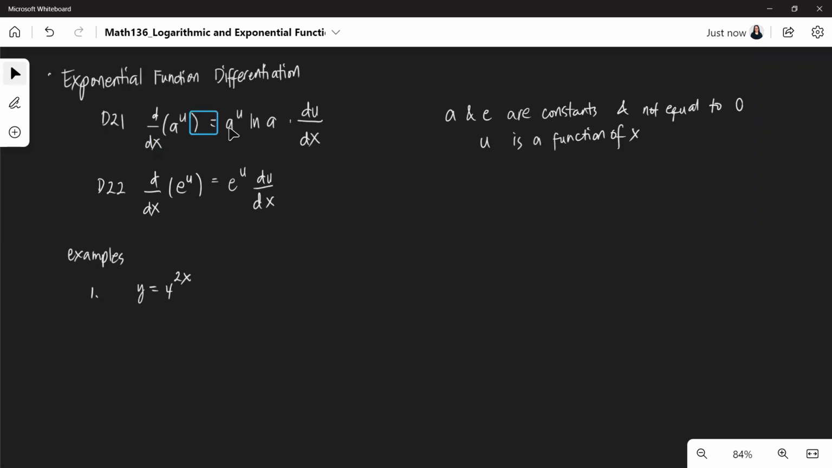So it's equal to, you copy the given function and then multiply it with the ln of the base, okay, the constant, and then multiply it with the derivative of the power, or derivative of u with respect to x. And then if the base is Euler's number, so basically e raised to the power of u, and then multiply it with the derivative of u with respect to x. So if you compare the two, there's no more ln of a.